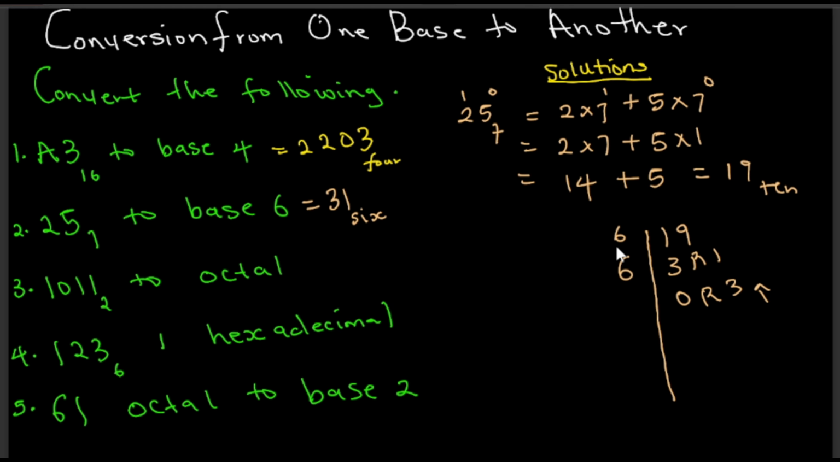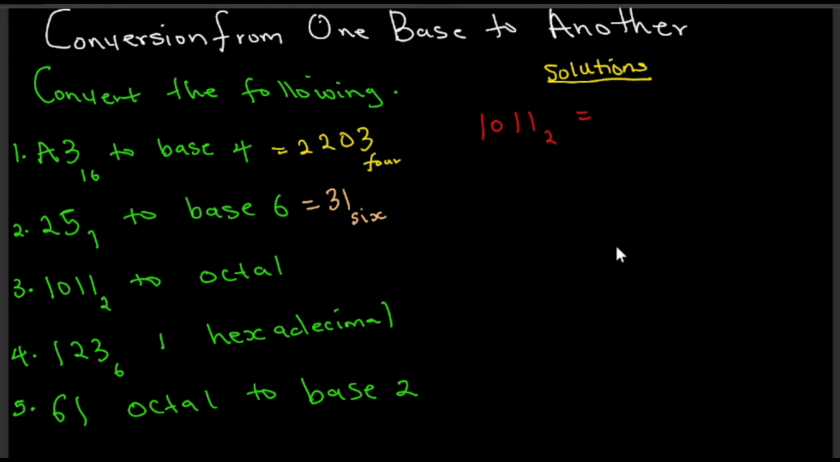Next one, say 1011 base 2 to octal. Let's work on that. The first thing we need to do is to convert this binary to base 10, right? So we have positions 0, 1, 2, and 3. And we have 1 times 2 to the power of 3 plus 0 times 2 to the power of 2 plus 1 times 2 to the power of 1 plus 1 times 2 to the power of 0.